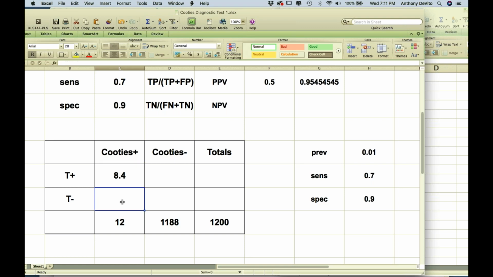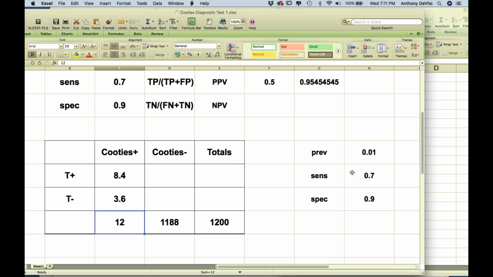How many people would test negative? Well, the difference, right? It's going to be equal to 12 minus whatever's in here. That's how many people it misses. 70% of the time, it gets it right and identifies them as positive, and 30% of the time, it gets it wrong. Now, let's go to the next step.